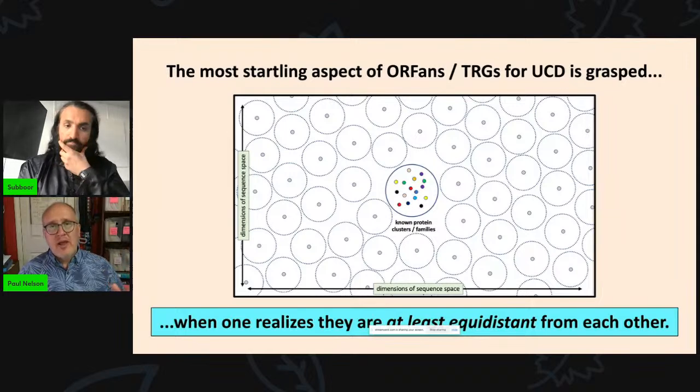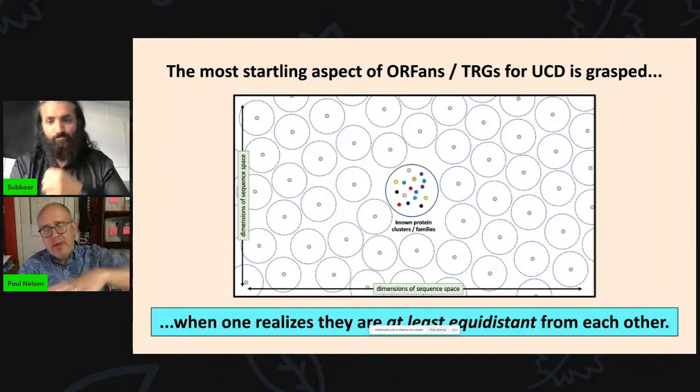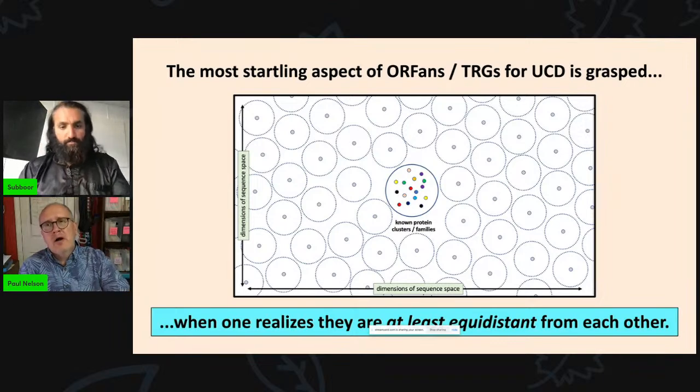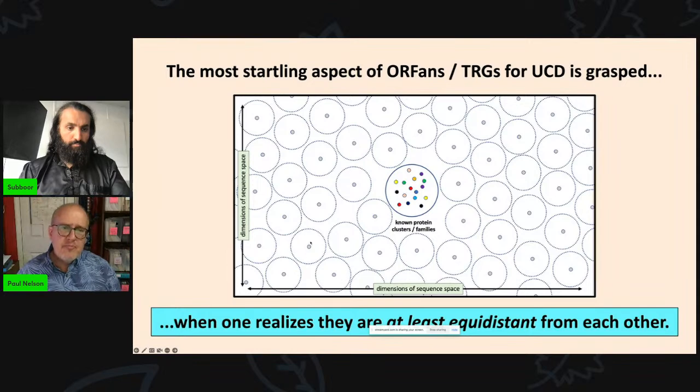So I apologize for this figure, but after all, it's a PowerPoint slide, right? I've got to do something. So I've compressed a very high dimensional space down to a two-dimensional plane. But what I want you to take home from this figure is the fact that an orphan, by definition, is at least equidistant from any other orphan or any other gene. At least equidistant. It may be very much farther away.